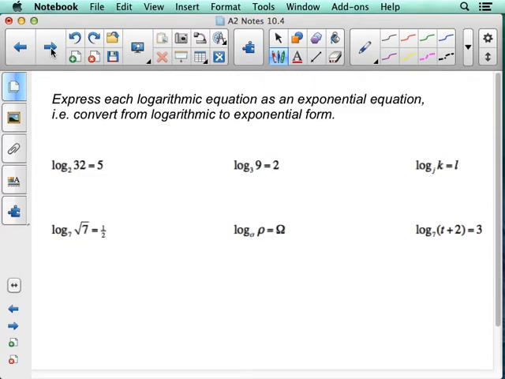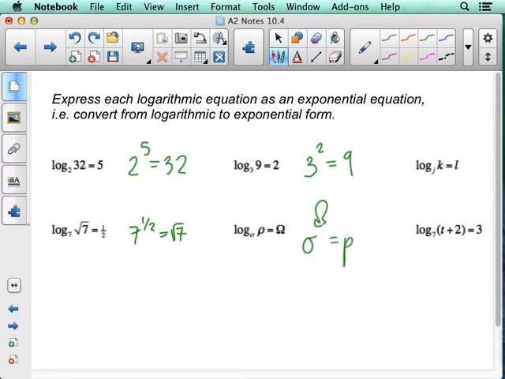Okay, now we're going to flip-flop. I give it to you in log form and you put it in exponential form. So this is 2 to the power of 5 equals 32. 7 to the power of 1/2 equals square root 7. 3 to the power of 2 equals 9. And this is hard to read for me, this symbol to the power of this little Greek letter equals p. And then j to the power of l equals k. And here we have 7 to the power of 3 equals t plus 2.